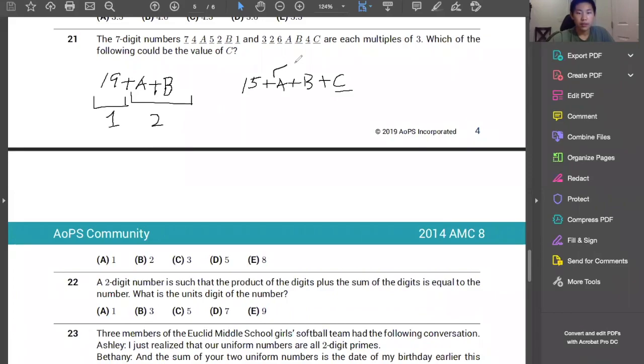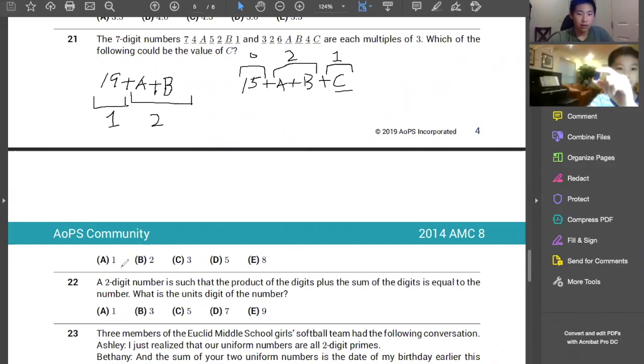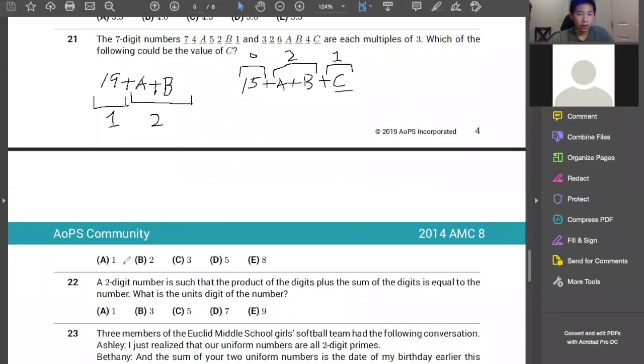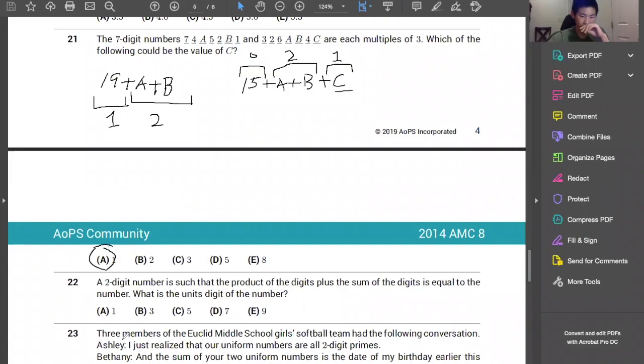So we can basically just say that A plus B right here, remainder 2. 15 is already a multiple, so we basically can just ignore it. And then for C, this has to have remainder 1, because 2 plus 1, we already know, that's how we're going to get to remainder 3, which is the same as remainder 0. So we want to find the number that has a remainder of 1 when divided by 3. And 1 is the only number that works. So our answer is A.